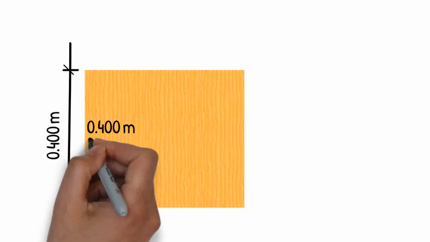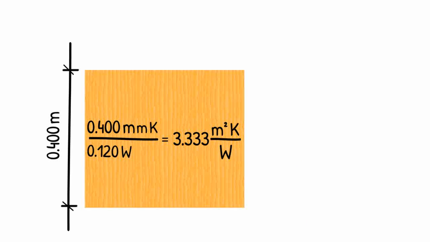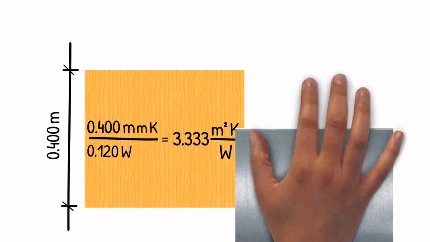Let's do an example. Suppose we have a 40 centimeter thick softwood timber slab, so the 40 centimeters is the distance that goes on top of the bar, and then the thermal conductivity of 0.12 watt per meter K below, and as we are dividing, the meter K goes on top of the bar again, that gives us a resistance of 3.333 square meter times Kelvin over watt.